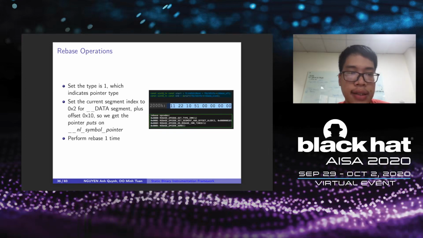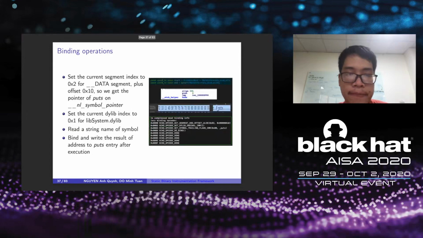Firstly, it sets the type to 1 as a pointer type. Then it sets the current segment index to put the pointer on the non-lazy symbol pointer section. And finally, it performs the rebase one time. It is the same for binding opcodes: it finds the location of puts, sets the index of libsystem, sets the string as the name of the symbol, and then binds and writes the result to the location.